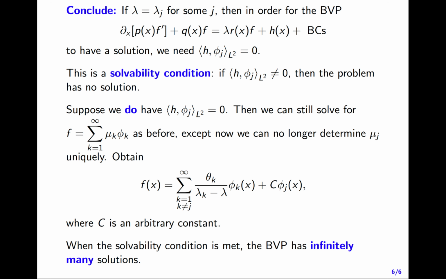In other words, if the solvability condition is met when the parameter is equal to an eigenvalue, then the boundary value problem has infinitely many solutions. So we see three possible behaviors for a boundary value problem. It could have a unique solution, it could have no solutions, it could have infinitely many solutions. And certainly this is a far departure from what we knew about ordinary differential equations and initial value problems.